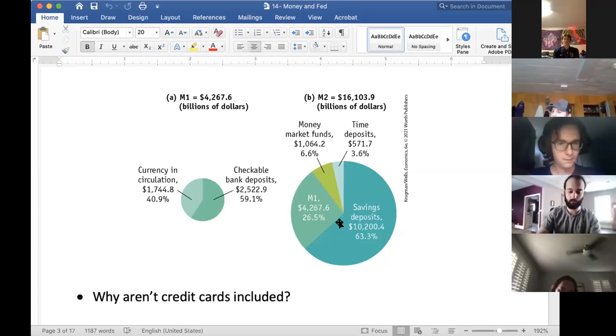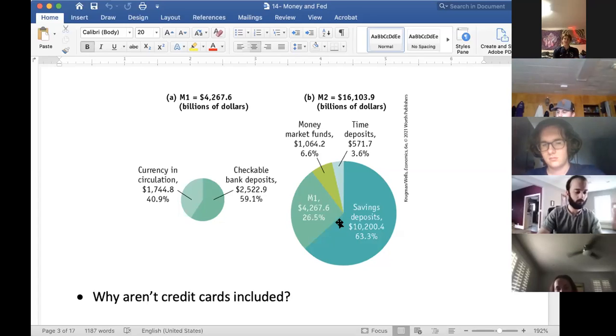Now, as college students, if you went to your local bank and said, give me all my money out of my savings account, they'd say, here's your $50, get out of here, right? But if you had $1 million in a savings account and said, I want my money, the bank would be within its right to say, come back in 5 days and we'll give you your money. And so that's why these things in M2, like time deposits or certificates of deposit, savings deposits, and money market mutual funds, are a lot like M1, but not exactly. Why aren't credit cards included in money?